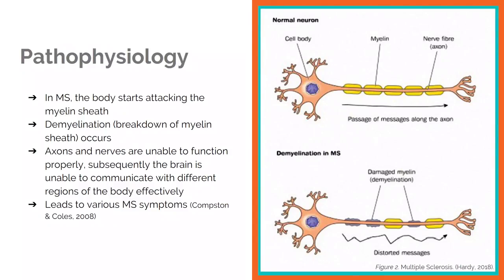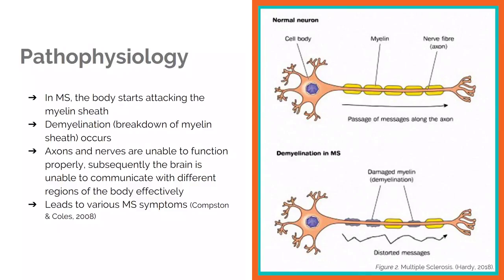Pathophysiology. Multiple sclerosis occurs when the body starts attacking itself, especially the myelin sheath. The myelin sheath is responsible for the protection and insulation of axons, which is important for transmitting fast electrical impulses from the brain to the whole body in an effective manner.